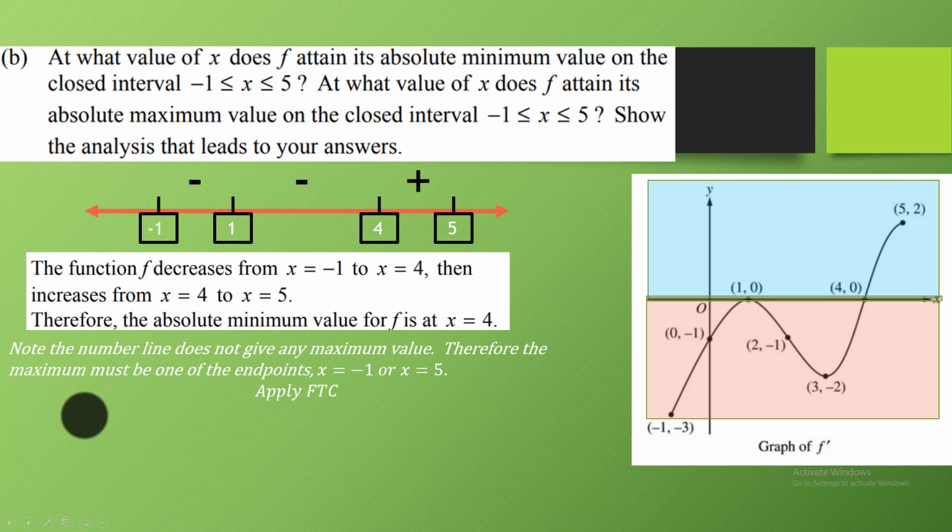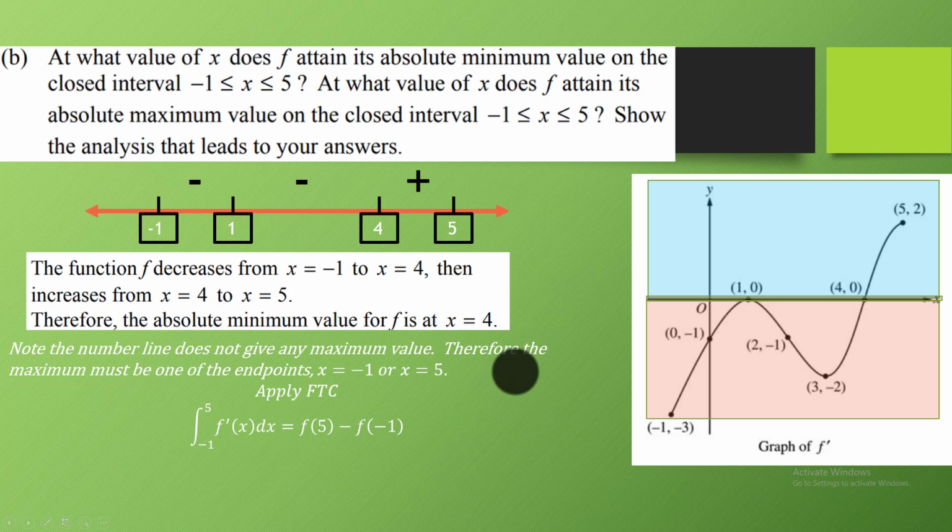So we don't have a function to plug into, and whenever that happens, when you're looking for an absolute min or max and you're like, wait a second, we don't have a function we can plug into, and our number line doesn't help us, we can apply the fundamental theorem of calculus. So we can say the integral from -1 to 5 of our derivative function would be the function evaluated at 5 minus the function evaluated at -1.